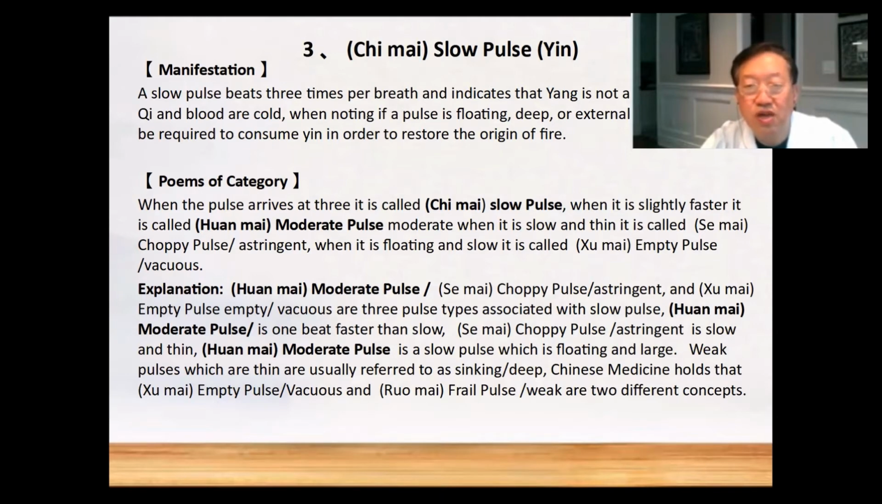Huan, moderate pulse, is 1 beat faster than slow. Semai, choppy or astringent pulse, is slow and thin. Huan, moderate pulse, is a slow pulse which is floating and large. Weak pulses which are thin are usually referred to as sinking or deep. Chinese medicine holds that Xumai, or empty or vacuous pulse, and Ruomai, or frail or weak pulse, are 2 different concepts.